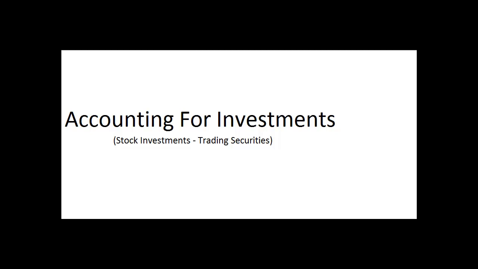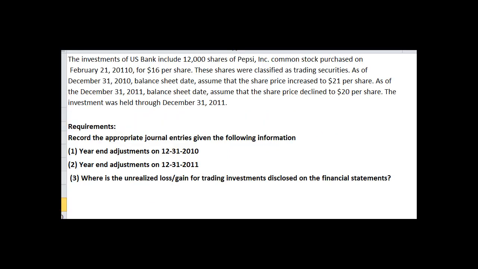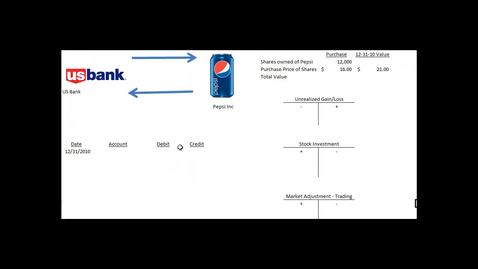This video is on accounting for stock investments when we own less than 20% of the outstanding shares of an organization, and we have classified the shares as trading securities, which means we are going to sell them within the near future, usually 3 months. Here's the problem that you've had available to you, and this video will walk you through the first requirement, which is to prepare a year-end adjustment on December 31st of 2010.